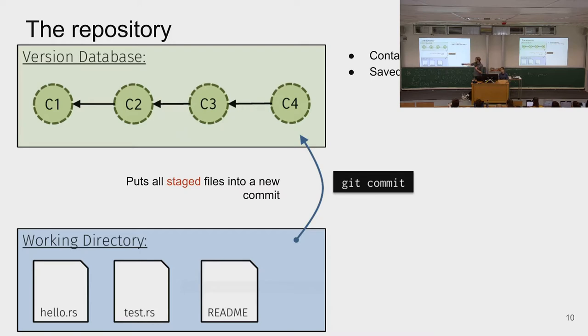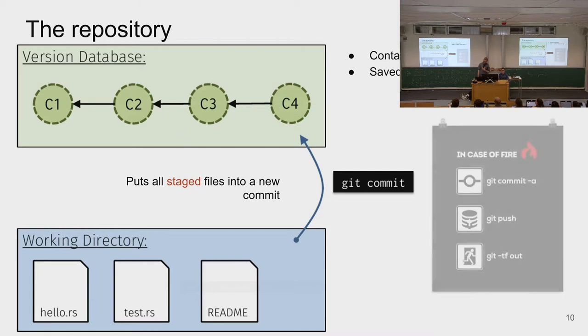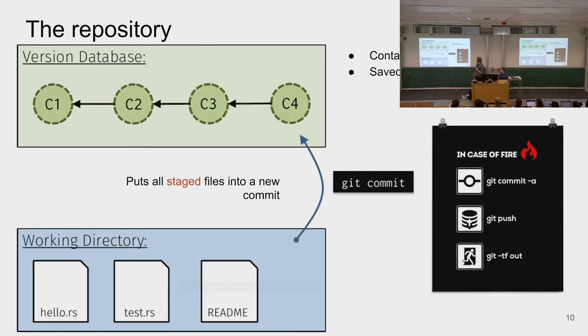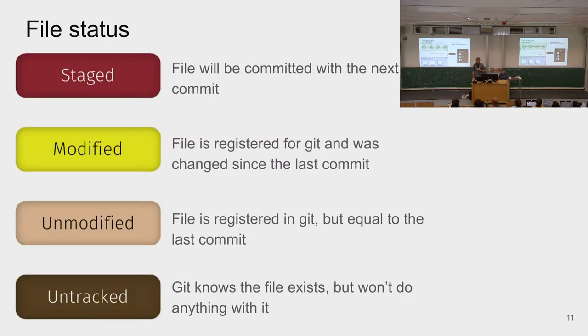If you have your working directory with some files, as soon as you hit the command git commit, it will take all these staged files, I will explain what staged files are in a second, make a new commit out of them, and add that to the version database. This is why, in case of a fire, always git commit everything, git push onto the server, and then you can get yourself out. Git saves your code, so it's the most important thing to do before you leave the building.